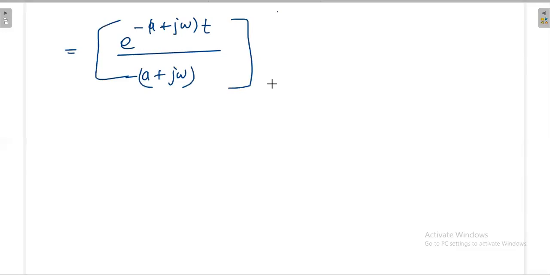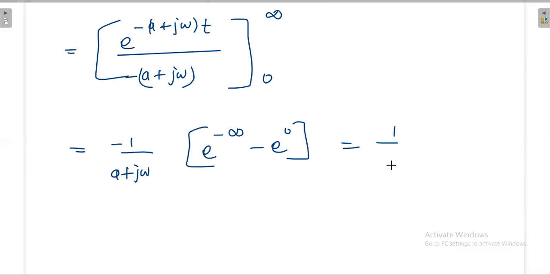That is e power minus (a plus jω)t divided by minus (a plus jω), with the limits going from 0 to infinity. This term I will take out, that is minus 1 by (a plus jω), then e power minus infinity minus e power 0, so our final answer is 1 by (a plus jω).